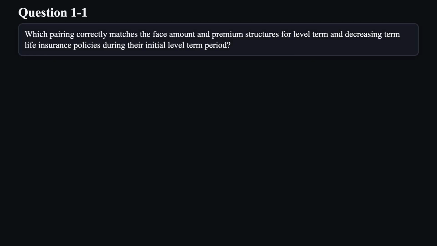Let's walk through the format. I'll read each question and its choices. Let's get started. Question 1. Which pairing correctly matches the face amount and premium structures for level term and decreasing term life insurance policies during their initial level term period?